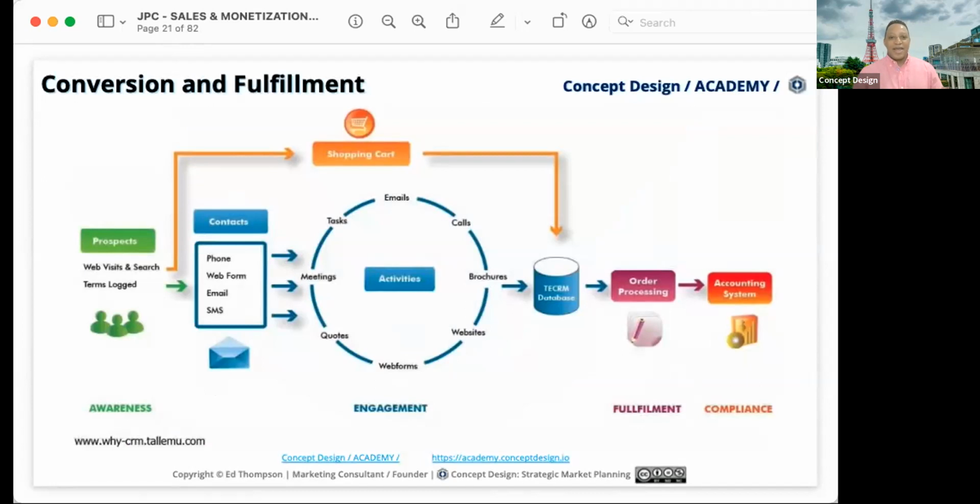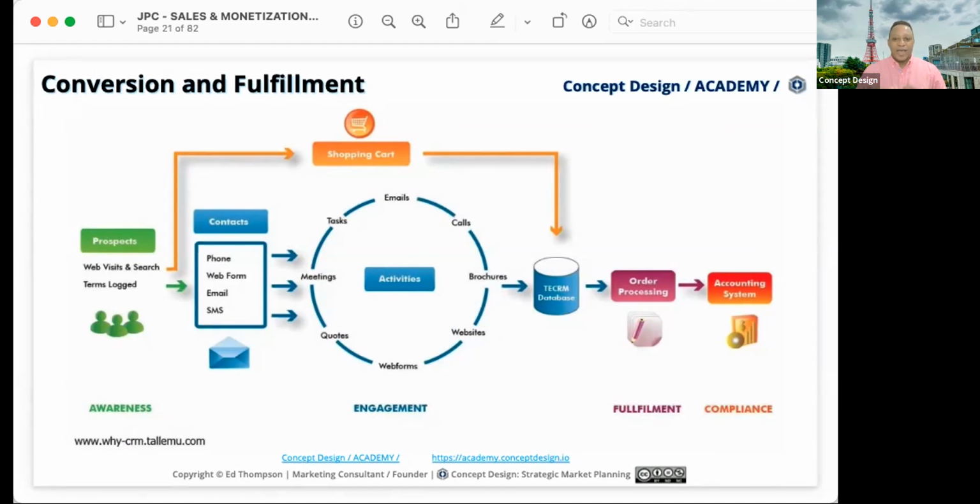And so a standard model for conversion and fulfillment that a lot of you will follow at your organizations is the awareness stage, where people come through with web visits or with different types of search terms. There is contact information that is collected, whether through phone, web forms, email, or SMS. And then there are different types of activities that help you engage these consumer audiences.